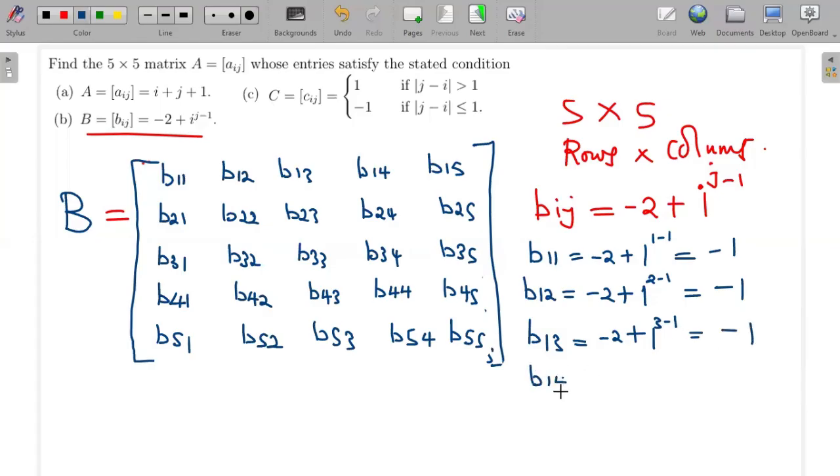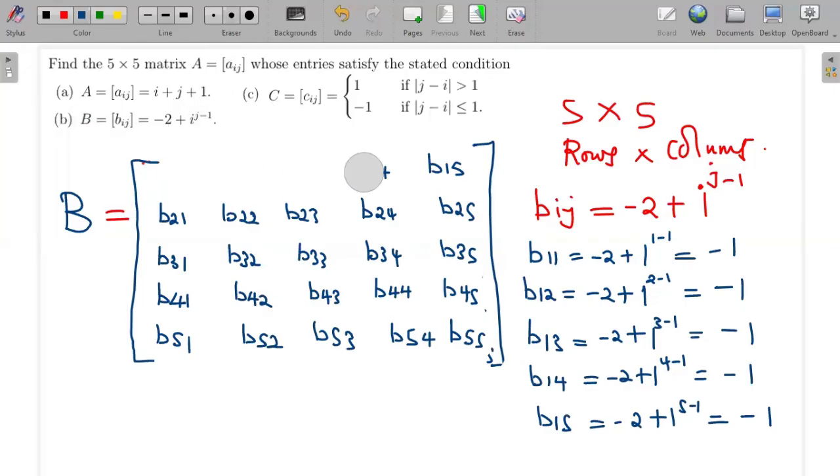And we can say the same for B14, okay? It will still be the same thing, because whatever the power is here, this one won't change. So it will still be minus 1, and B15, which is minus 2 plus 1 to the power 5 minus 1, will still be minus 1. So the first row will have minus 1s everywhere. So we can erase this and put in the numbers there: minus 1, minus 1, minus 1, minus 1, minus 1. So that's the first row.